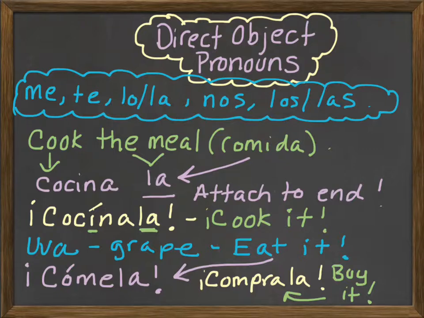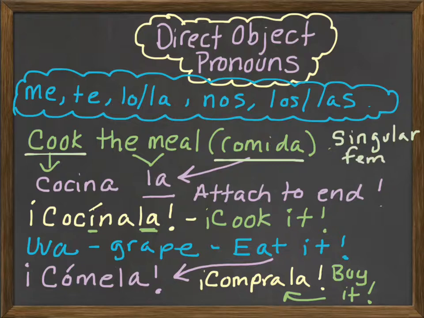Okay, so let's look at some examples. For affirmative commands with direct object pronouns, just form your command the same way that you always have been. So, cook the meal. Cook comes from the verb cocinar, so you get cocina. I'm talking about the meal, la comida. The direct object pronoun replaces comida. It has to be singular and feminine, because comida ends in an A, and there's no S.